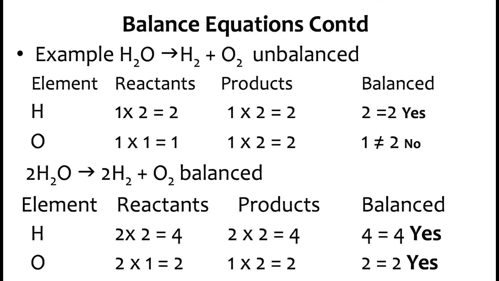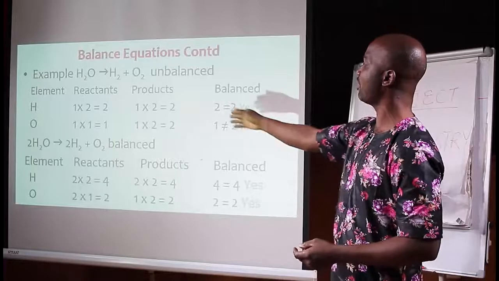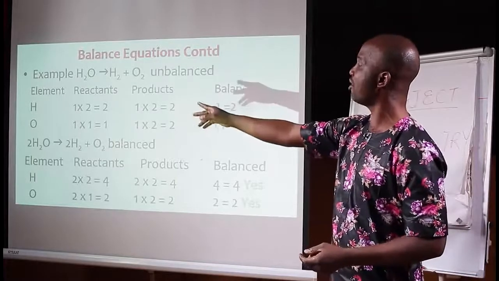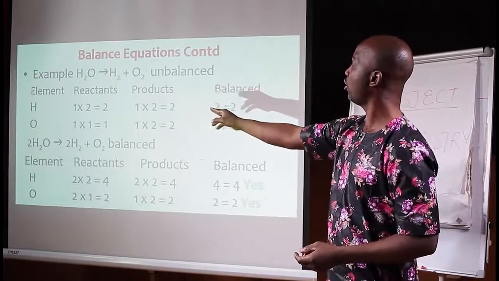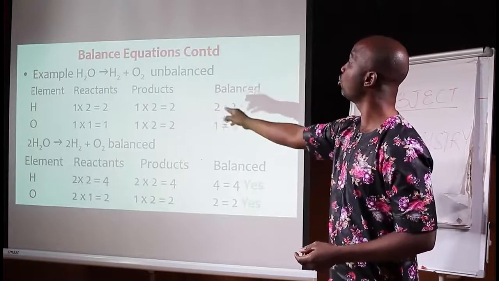You can see water decomposes to give you hydrogen and oxygen. This reaction is unbalanced. Why? Because on the reactant side there are 2 hydrogen, and on the product side there are also 2 hydrogen. But one oxygen is on the reactant side, while on the product side there are 2 oxygen. That's why if you follow the summation here, you find out that on the reactant side, hydrogen is 1 times 2, while oxygen is 1 times 2 also.